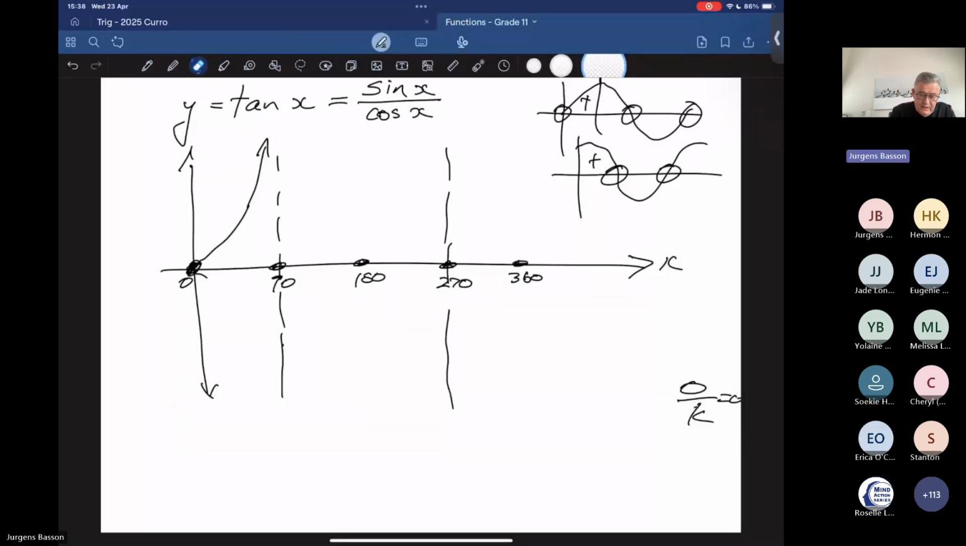So that means the graph will be there. It will be positive. Now, if you look at the second quadrant, 90 to 180, you will see sine is positive, but cos is negative. So that means the quotient is negative. So that graph will be negative. That means below the x-axis.